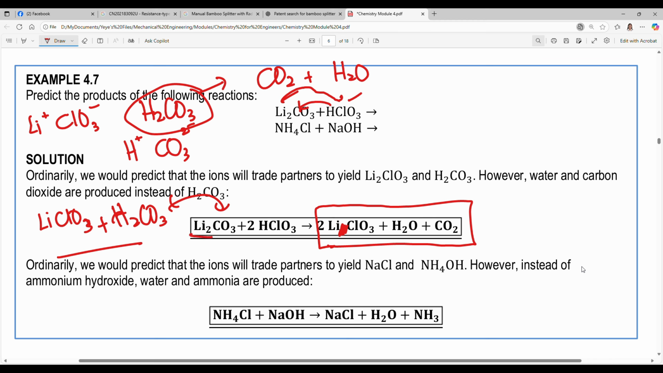If you will check, lithium 2, 2. Carbon 1, 1. Oxygen 3 plus 3 times 2, 6, 9. 9. Dire, 3 times 2, 6, 7, 8, 9. Check. Hydrogen 2, 2. Chlorine 1, 2 day, kay multiply 2 sa dire. Okay, so the equation is now balanced.